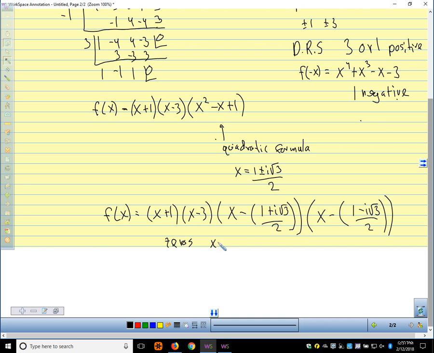Our zeros are x equals negative 1, x equals 3, and x equals 1 plus or minus I square root 3 over 2. Those are our four zeros. Fourth degree polynomial, we expect four zeros. Some of them may be repeated. One negative, one positive, two complex. All right, so the only thing that we're adding here is, once we get to here, we're going to use the quadratic formula to find our remaining zeros and write our polynomial as linear factors.